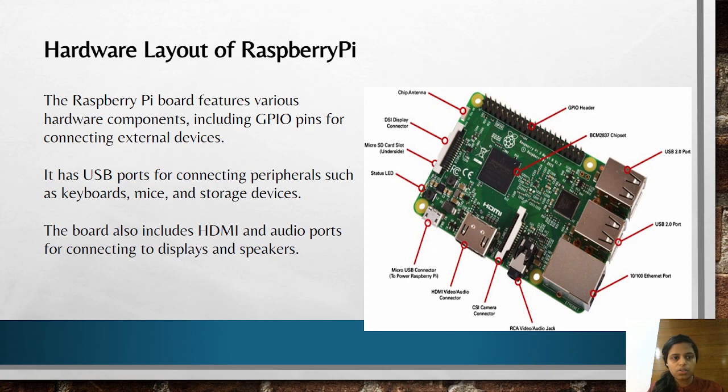So let's get into the hardware layout of Raspberry Pi. The Raspberry Pi board features various hardware components, such as GPIO pins for connecting external devices. That is, GPIO is general purpose input or output pins. It has USB ports for connecting peripherals such as keyboards, mouse, and storage devices. And the board also includes HDMI and audio ports for connecting to displays and speakers.